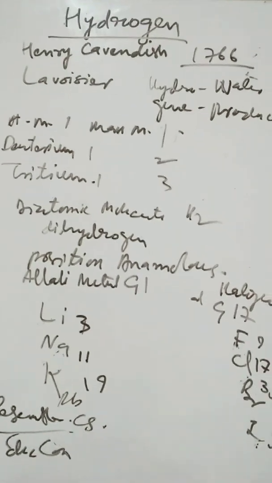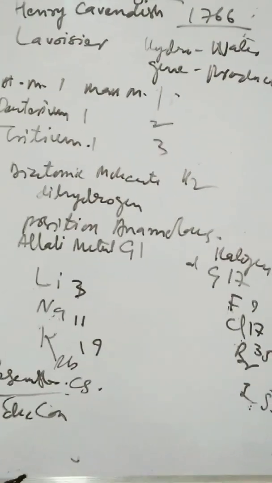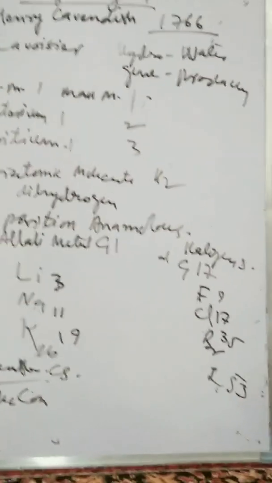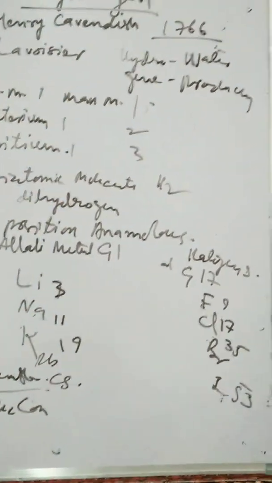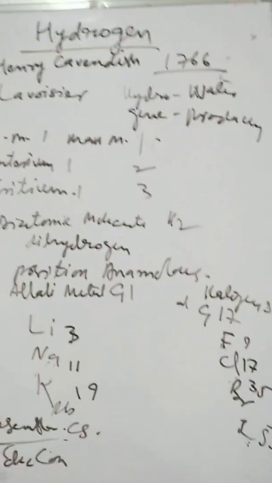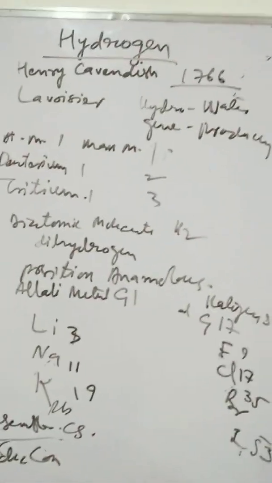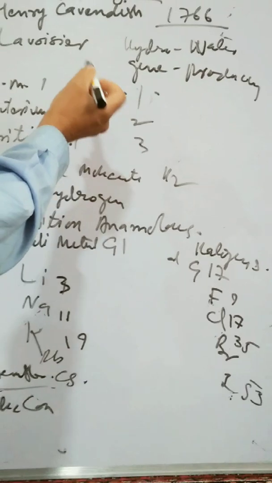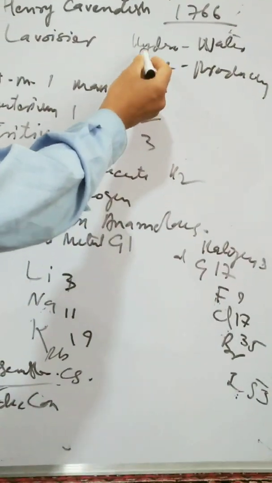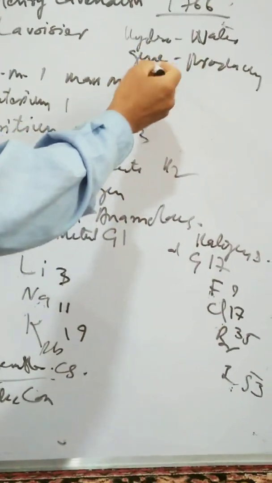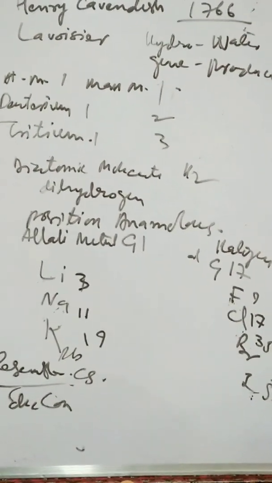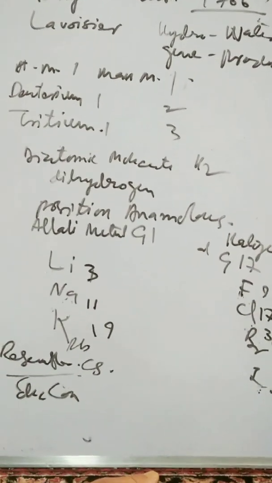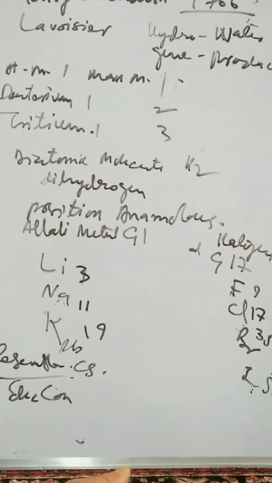This is 11th chemistry. The topic is hydrogen. Hydrogen was discovered by Henry Cavendish in 1766, and the name hydrogen was proposed by Lavoisier. Why hydrogen? Because it is made up of two words, hydro and gene. Hydro means water and gene means producing. Therefore, its meaning is water producing. Why water producing? Because when burned in oxygen, it produces water.